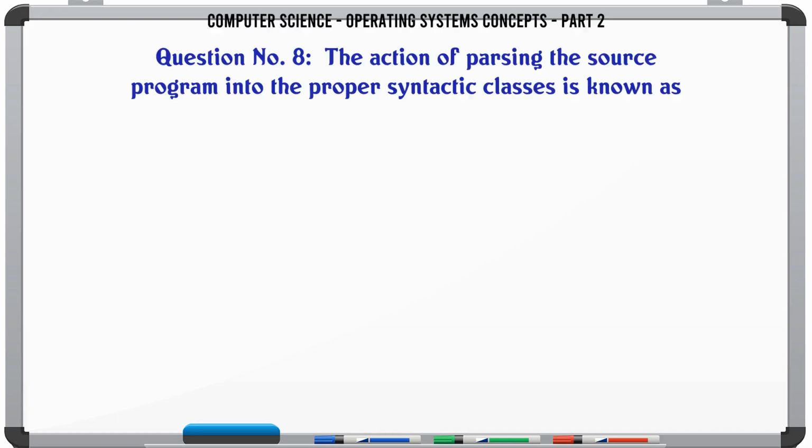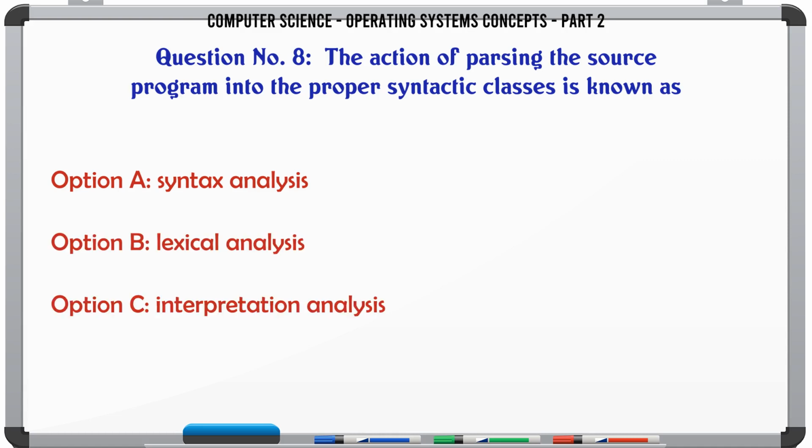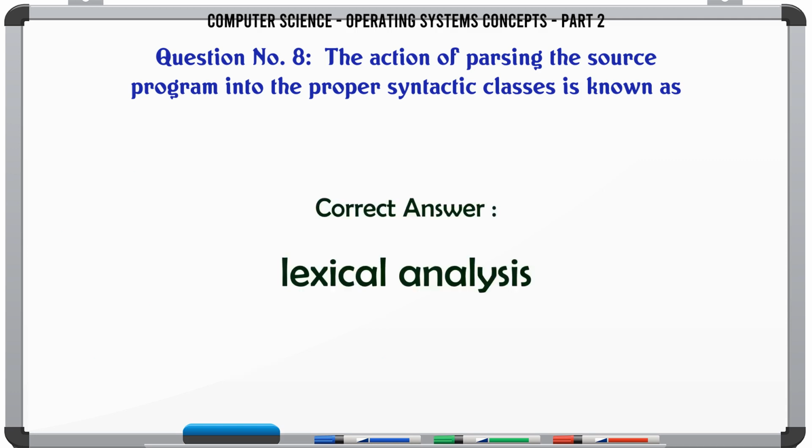The action of parsing the source program into the proper syntactic classes is known as: A. Syntax analysis, B. Lexical analysis, C. Interpretation analysis, D. General syntax analysis. The correct answer is lexical analysis.